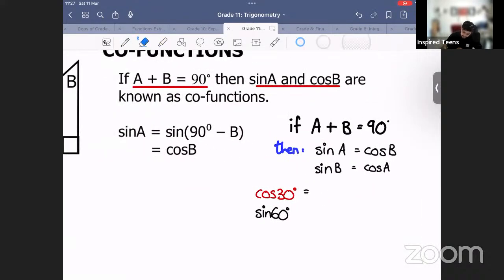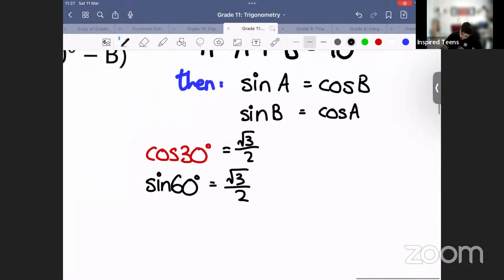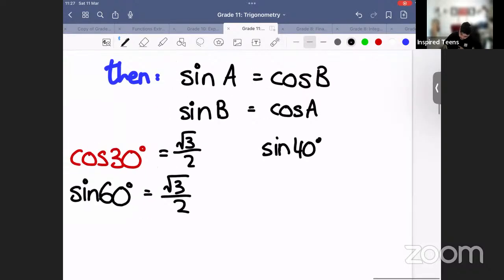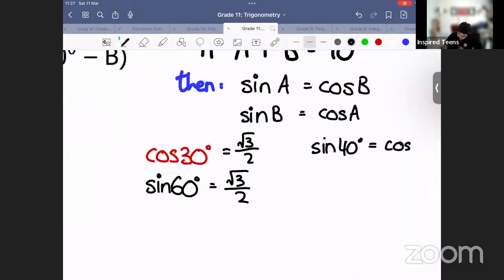So let's just change it. This is root 3 over 2, and you'll see that cos 60 is also root 3 over 2. Co-functions. Okay, what would this be equal to? What would its co-function be? Cos 50. We know for a fact that sine 40 is going to be equal to cos 50. If A and B add up to 90, then their co-functions are equal to one another. The sine of A is equal to the cos of B, and the cos of A is equal to the sine of B.